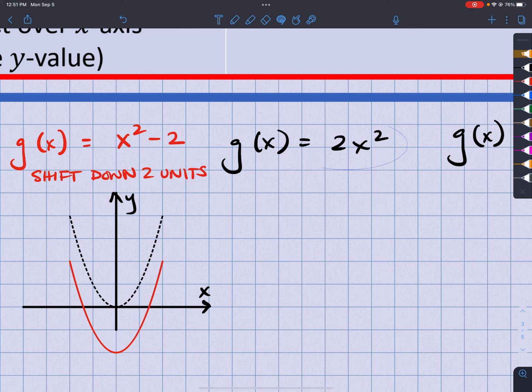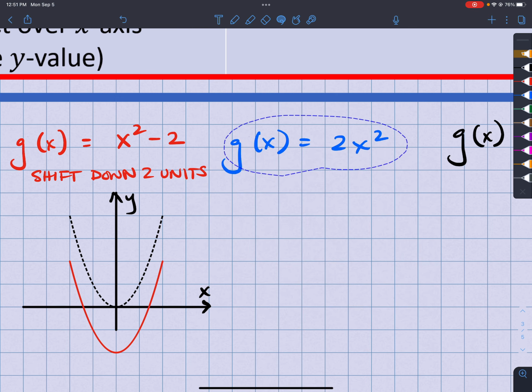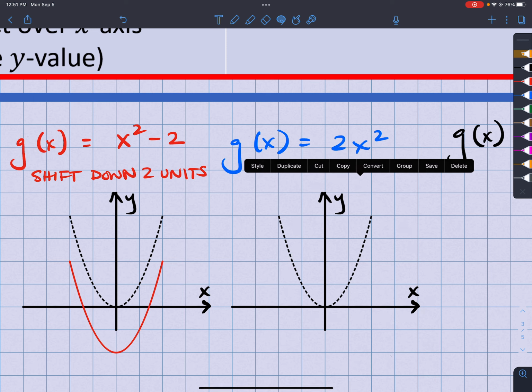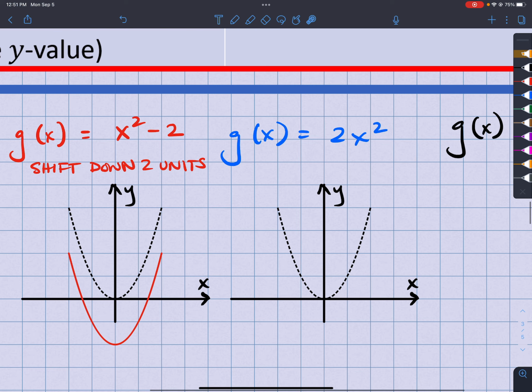Over here, in the blue, what's going to happen here? Okay, so this is multiplying the y value by 2. Now be careful. It's multiplying the y value by 2.